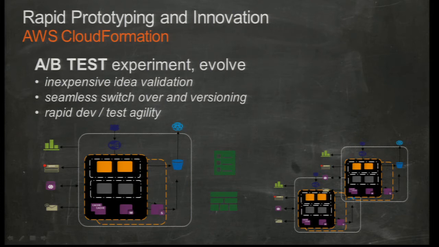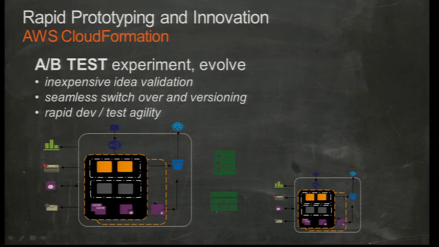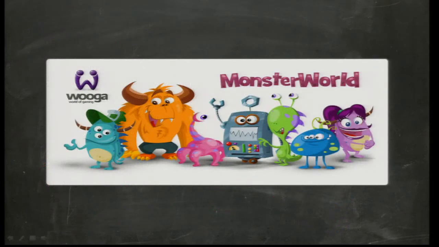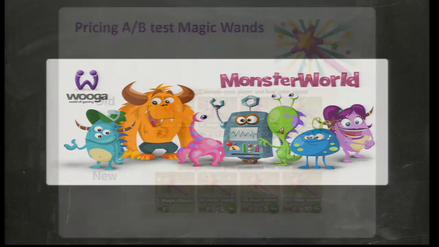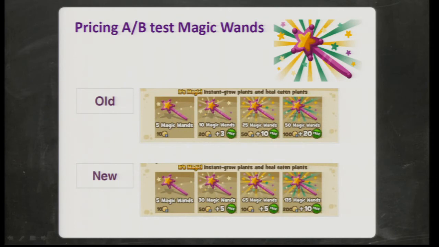There's a buzz term that goes around a lot now, A/B testing. And this is really the ability to try variants of your application or variants of your mobile app to see the effect on it with your customers. One of the industries that's taking a lot of advantage of this is the gaming industry. One of our customers, Wooga, had this game, Monster World. And they were very interested in the pay-for marketplace for magic wands, believe it or not. So they wanted to test a whole bunch of different pricing structures.